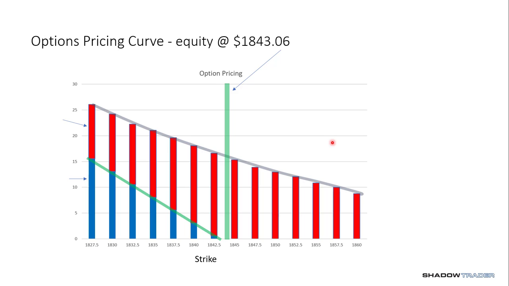Here's a look at a stock trading at 1843. Happens to be Amazon at a time past. If we take a look at the 1845 option, all right, I own the 1845 option. Do I have any intrinsic value? Nope, I don't. I have an 1845 strike, stock's trading at 1843. I'm $2 from being equal.